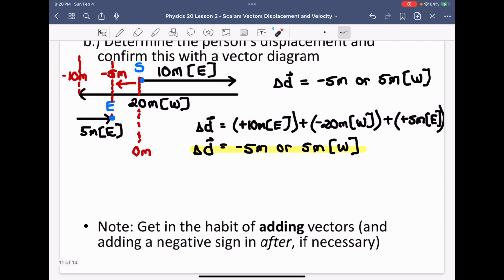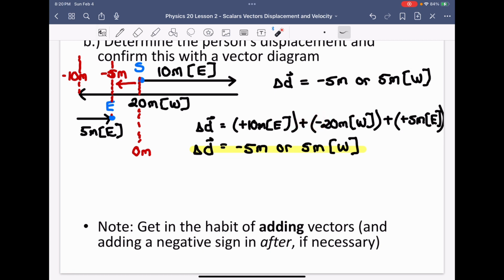All right, now get in the habit of adding the vectors and adding a negative sign after if necessary. Now, what does that mean? It means let's just make sure that every vector we do is added. So the sign I put between the brackets, I never put a subtraction symbol. I never went, oh, well, I know this is negative, so I'm just going to make this negative out front.